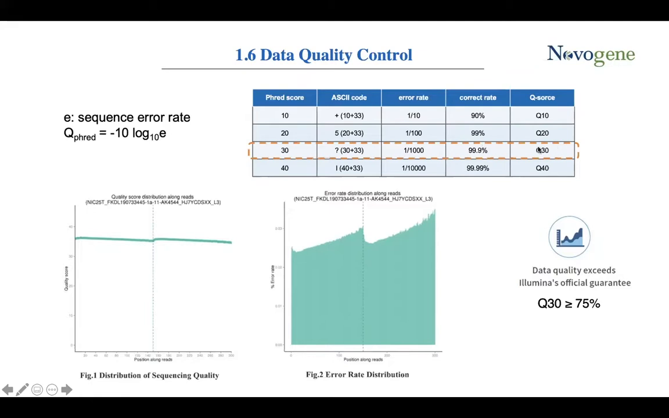We call this Q30. And although the sequencing quality will drop during sequencing, or the error rate will increase due to the consumption of the sequencing reagents, we are still able to say that in most cases, more than 75% of the reads could reach Q30, which exceeds the data quality of Illumina's official guarantee.